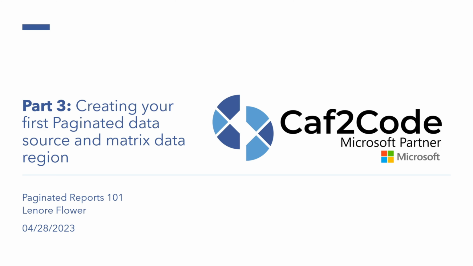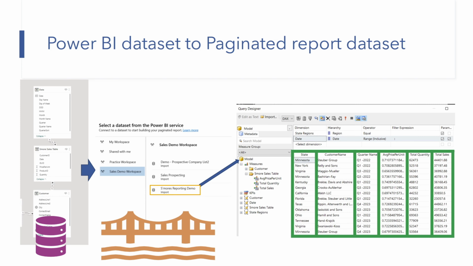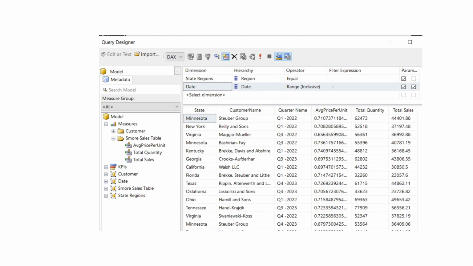In this video I'll be walking you through how to create your first paginated dataset and matrix data region. In our last video we went through how to make a Power BI dataset your Power BI report's data source. In this video we'll be using that data source to create a dataset, which is essentially a table built up using DAX. With paginated report datasets, the result is going to be a single table of static values.